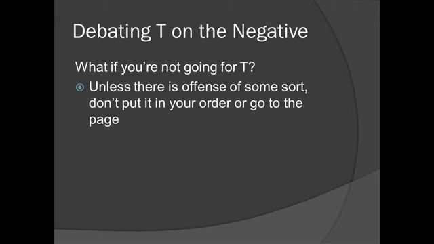So, last thing to consider is, what if you're not going for topicality? Unless there is offense of some sort, you should not put topicality in your order or go to the page at all, right? It's a no-risk option for you, so you don't have to worry about it. The only exceptions are when there is some sort of offensive reason that you should lose just for reading topicality. Some people call these reverse voting issues, which are generally unpersuasive, but they can still be voted on by some judges in the activity.